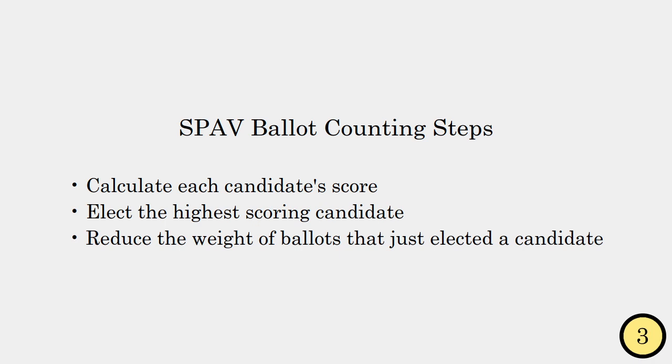2. Reweight ballots. For every ballot that approves of the candidate that was just elected, reduce its weight. If the ballot currently has weight 1, reduce it to 1/2. If it is currently 1/2, reduce it to 1/3. 1/3 is reduced to 1/4, 1/4 to 1/5, and so on. And that's it. Let's see an example.